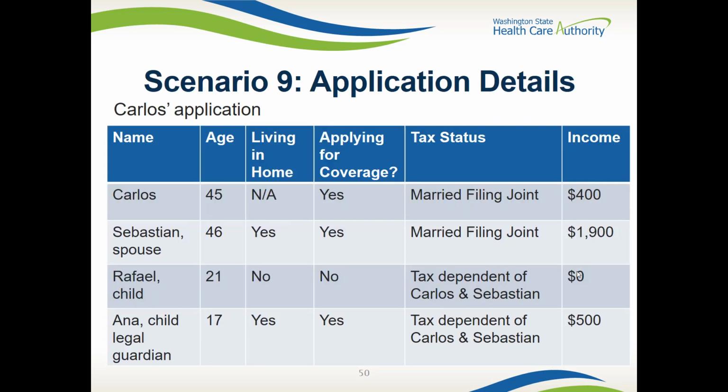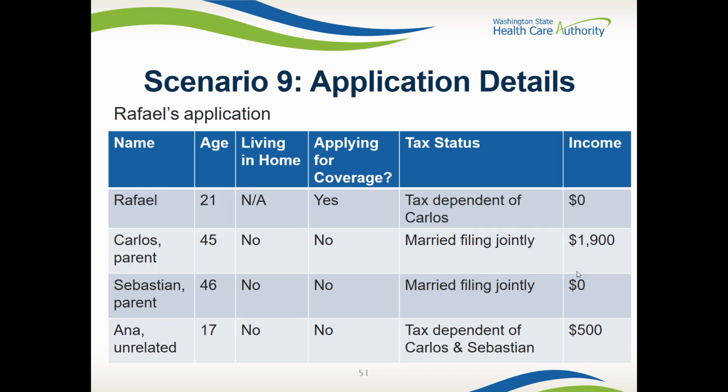Here are the application details for Carlos. Take a moment to review this slide. As you can see, Rafael is not living at home, but he is included in the application as a tax dependent. Here are the application details for Rafael. Take a moment to review this slide. As you can see, Rafael must include his parents and their tax dependent on this application.